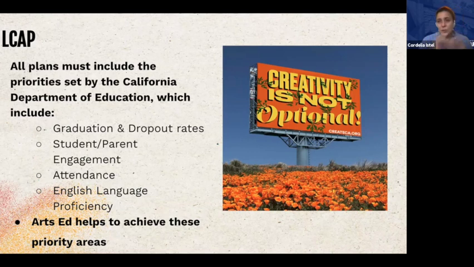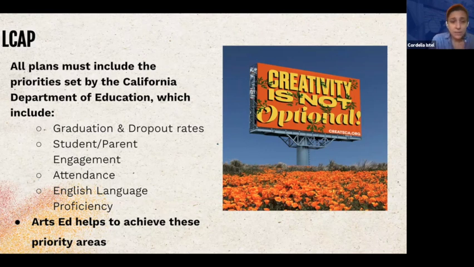And so the LCAP, what is it? It's a local control and accountability plan. Again, I keep saying it because it helps, I think, to demystify some of these acronyms. The local control and accountability plan, or LCAP, has to include priorities set out by the California Department of Education. These are around graduation and dropout rates, community engagement, how engaged students and parents are with the school system or the local education agency, attendance, and then English language proficiency, as well as academic metrics.